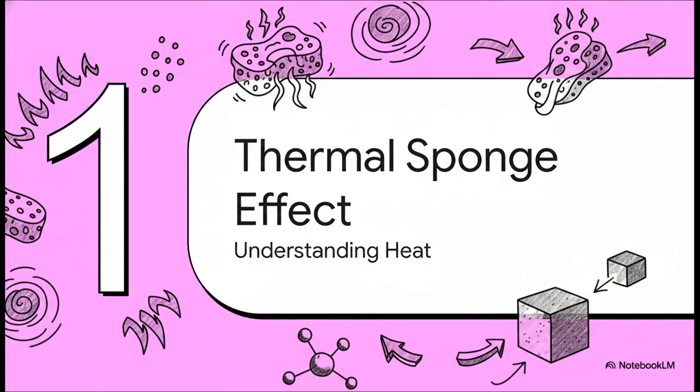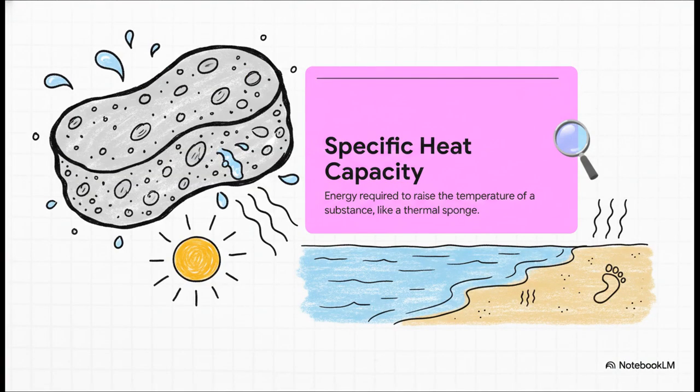Section 1. The thermal sponge effect. Understanding heat. So, specific heat capacity. Forget the formal definition for a second. Think of a material's heat capacity as a thermal sponge, right? A substance with a really high specific heat capacity is basically a giant, super absorbent sponge for heat. It can soak up a massive amount of energy before its own temperature actually starts to rise.